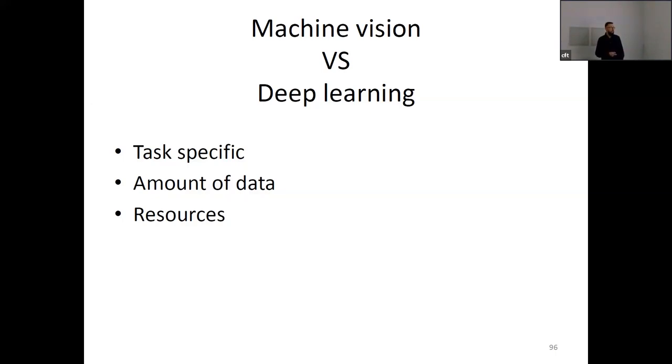And also resources, as in people and also as in machines. If you have GPUs to use and huge clusters of computers, it's easier to use deep learning. On a simple computer, it's usually better to use machine vision. So it really depends on what you want to learn from the images, on what you are looking for in the images. And the decision is still yours to make.